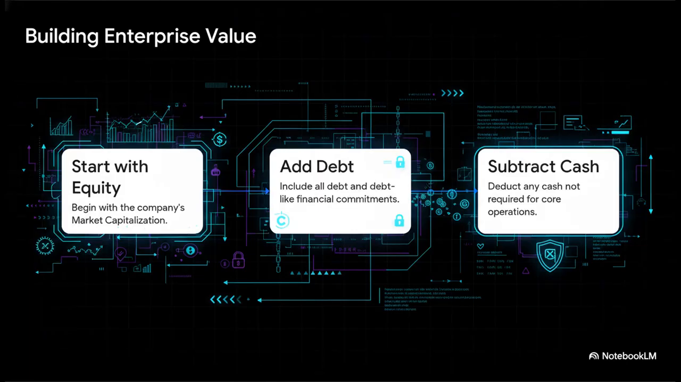Let's start with enterprise value, or EV. Now forget the complicated formulas for just a second. I want you to think of EV as the actual price you'd pay to buy the whole company, lock, stock, and barrel. You'd start with its market cap, right? The value of all its shares, but you also have to take on all its debt. That's your responsibility now. And then finally, you get to subtract any extra cash sitting around that the business doesn't need to run, because hey, that cash is yours now.